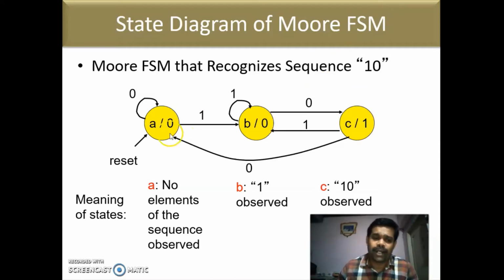Okay, so you are in state A, and state A has output 0. Now we are getting an input of 0. It means that we have not recognized the first bit of the sequence, so it will be in the same state A. The output is 0. Similarly, it is recognizing the first 1. It is getting an input of 1, so it has recognized the first bit. So it is going to the next state B.